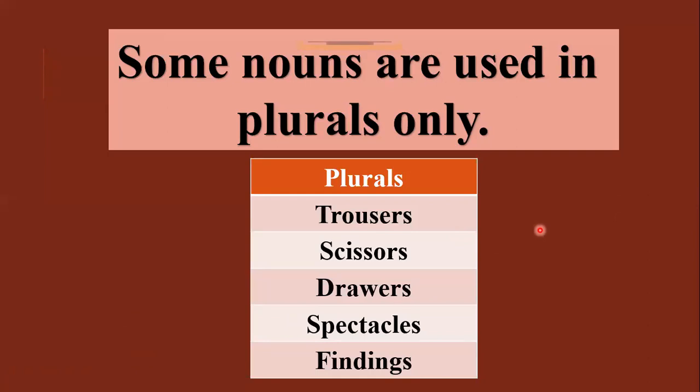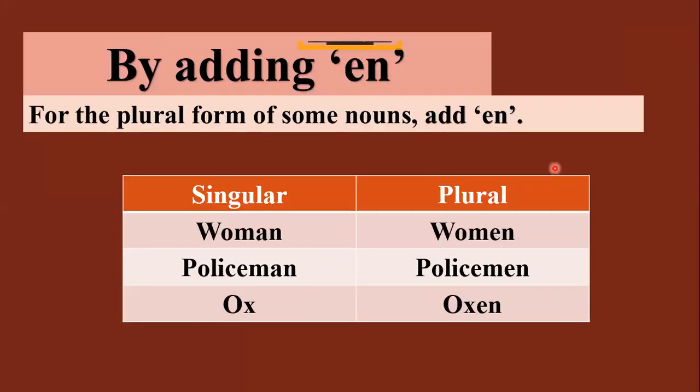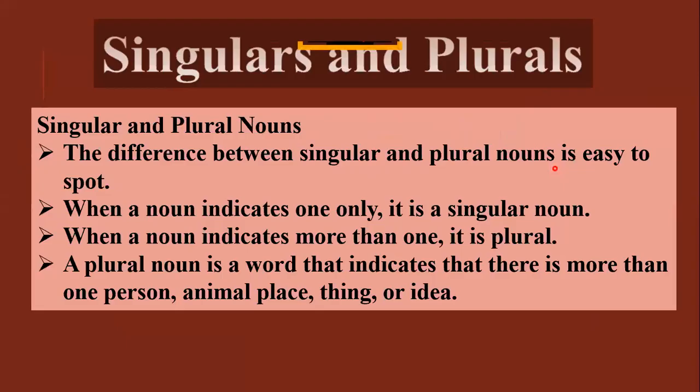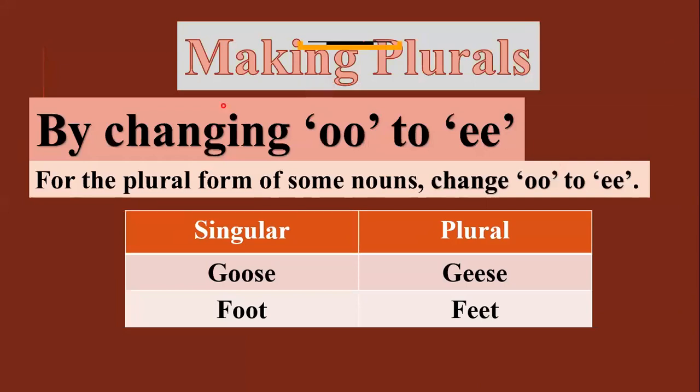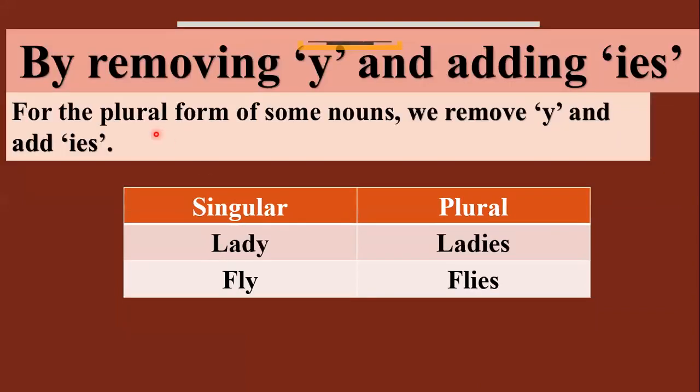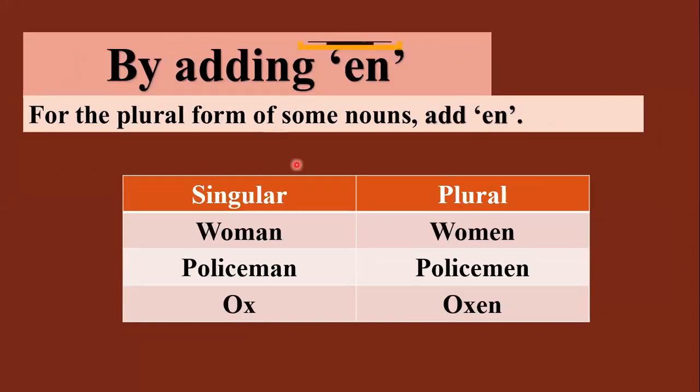So I'm showing all the slides again once. If there is anything that you have missed, you can do it, okay? So making plurals, this is our first slide, by changing double O to double E. Clear everyone? Then this is the second slide, by removing Y and adding IES. I'm again repeating that by removing Y and adding IES, this is the second type of plurals that we are doing. Then this is by adding EN, the third slide.